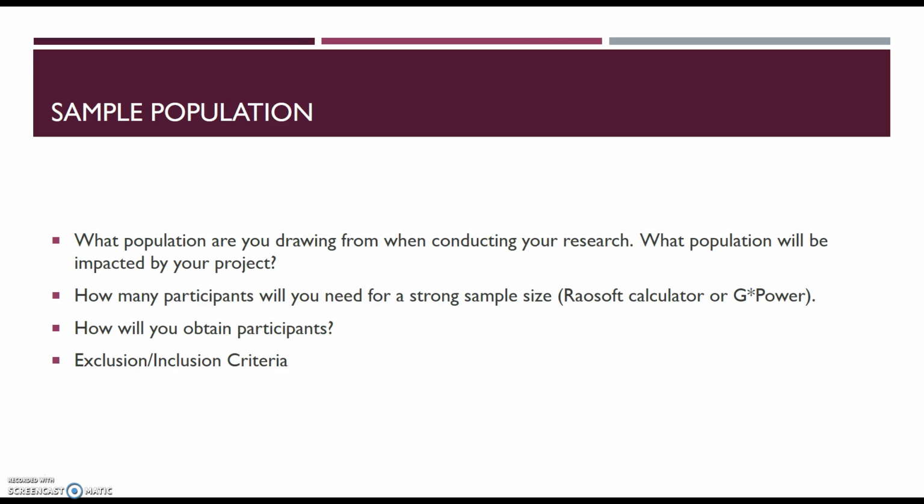Then how will you obtain your participants? Are you going to send out memos? Are you going to talk with them personally? So you'll want to include how you're going to obtain your participants, and then include any exclusion or inclusion criteria.